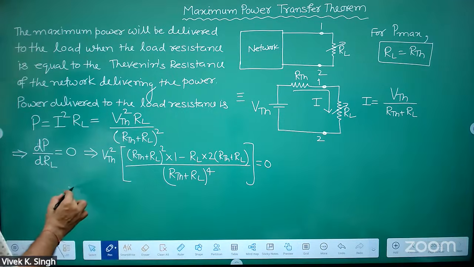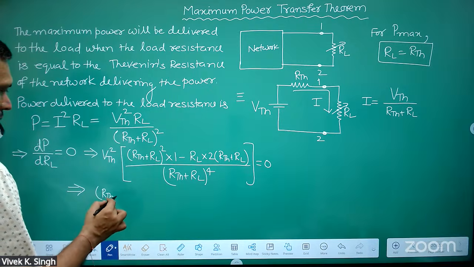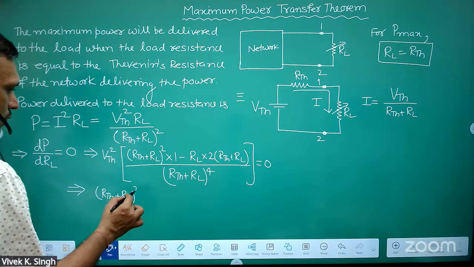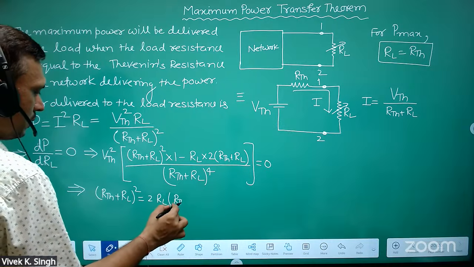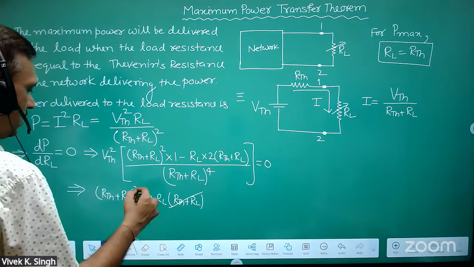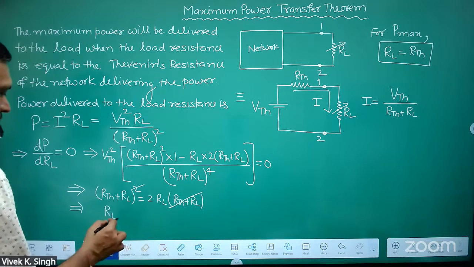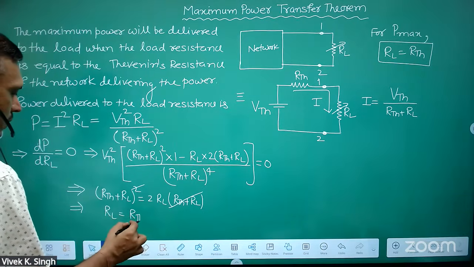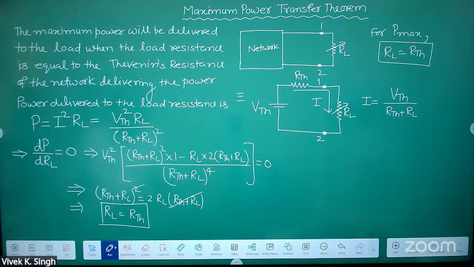So from here, you will get RTH plus RL whole square is 2RL times RTH plus RL. And this will give you RL is RTH. RL is equal to RTH.